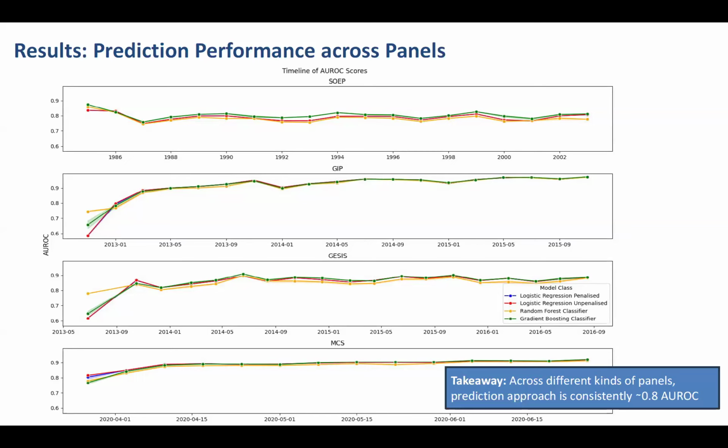Okay, so we've got this basic approach and we've tested it across lots of different panel surveys, and we've seen that it is working pretty consistently well across lots of different contexts. Even if you're changing the wave frequency, the mode, et cetera, still working pretty effectively.